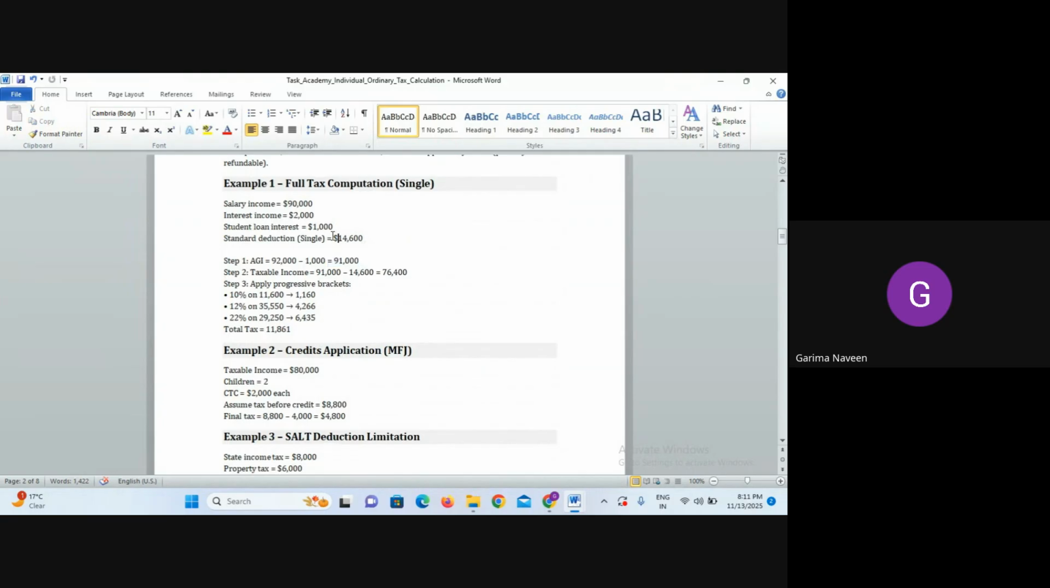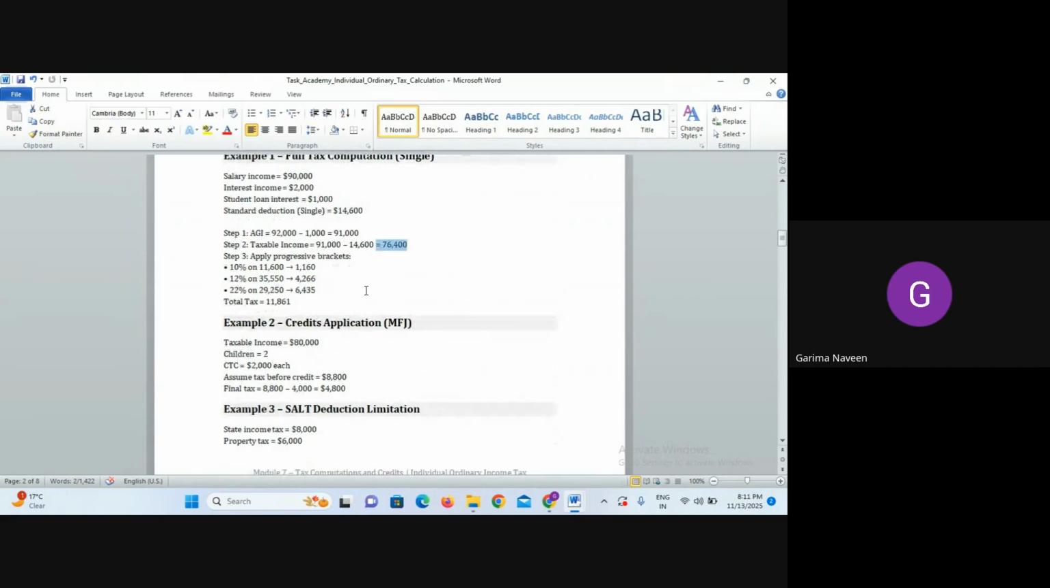Next, you have either itemized deduction or standard deduction. In this case, you are given only the standard deduction. So that means you can deduct your standard deduction from your adjusted gross income to get the taxable amount. Depending upon the tax bracket, we will generally apply the progressive brackets, like up to 11,600 the tax rate is 10%. So we will calculate our tax on this amount.